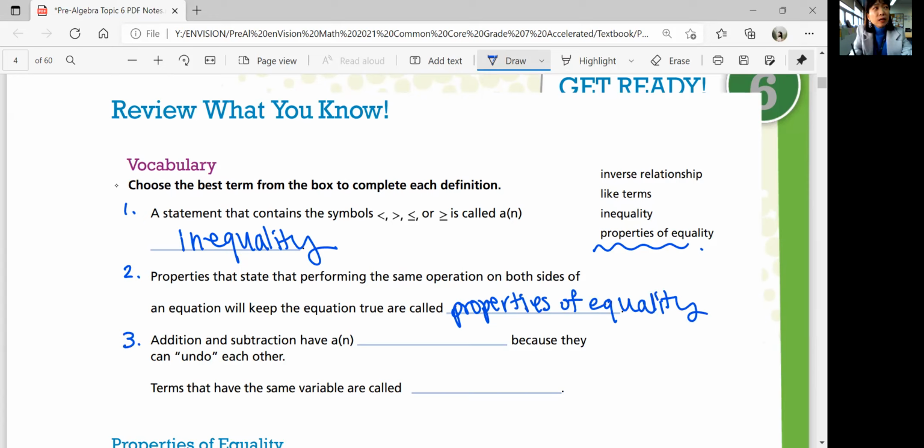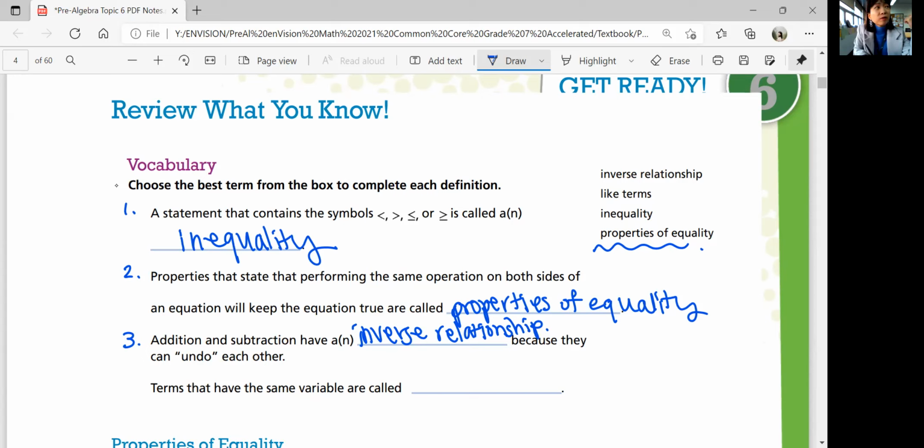Okay, number 3, addition and subtraction have a blank relationship because they can undo each other. The inverse relationship. Inverse means the opposite. So if you have an inverse relationship, they can undo each other. Adding 2 and subtracting 2 give you 0, so they basically do undo each other. For multiplication, you want to get 1 to undo. So like 2 times 2 divided by 2 will basically undo each other and give you the same answer that you first started with originally.